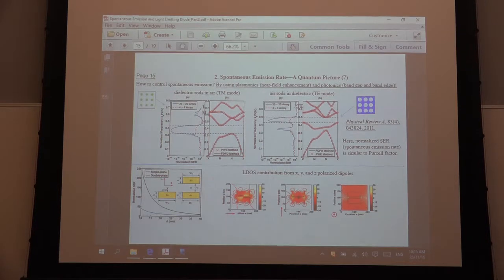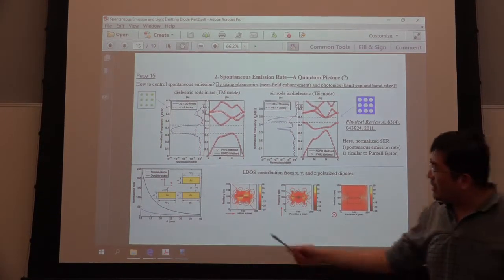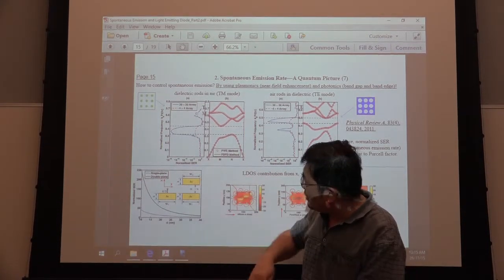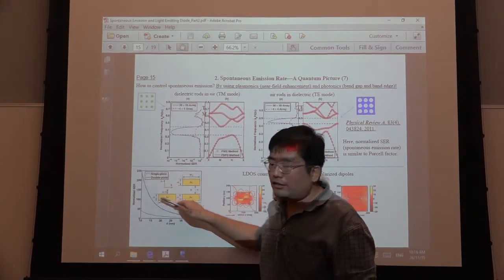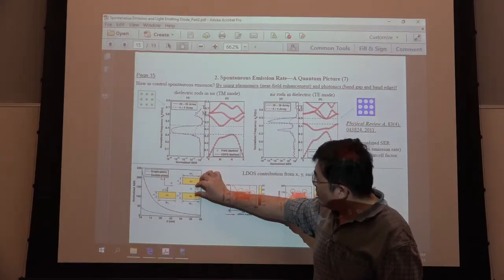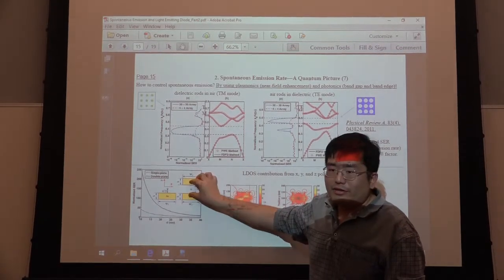Another topic is plasmonics. I put the diagram here for plasmonics. You can see here, if I reduce the distance between the two plates, in the double plate case the spontaneous emission can be enhanced very quickly. Because the plates are very close, the surface plasmons can interact with each other.